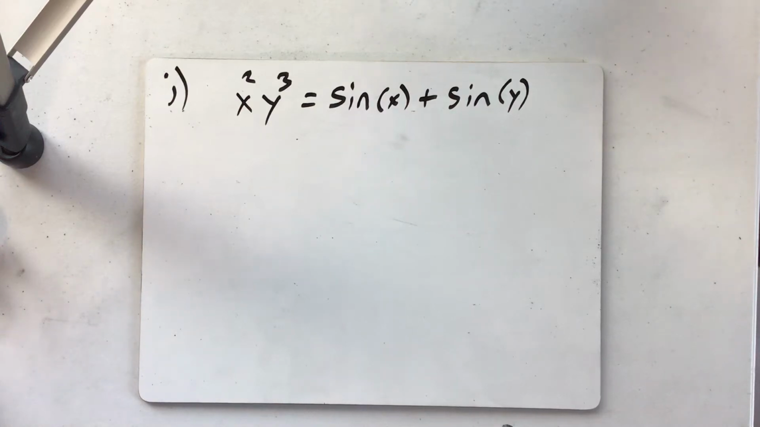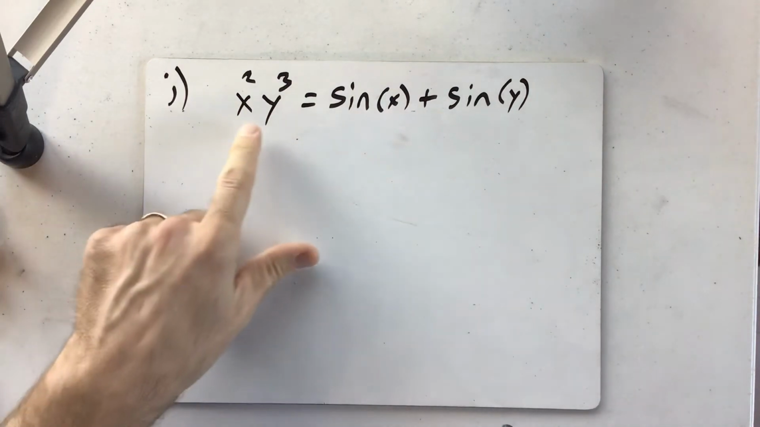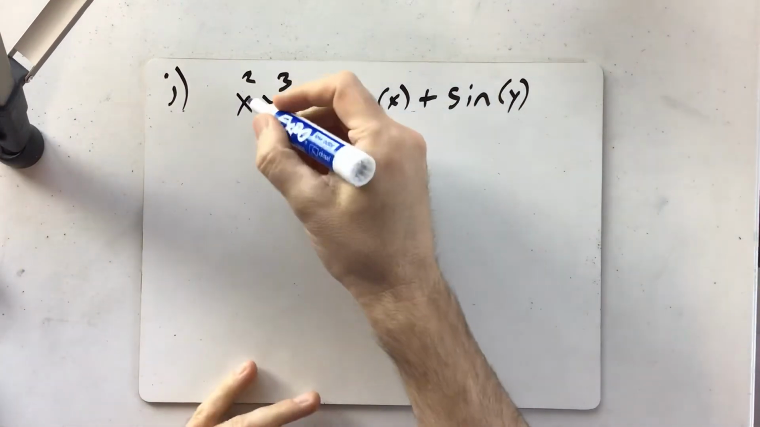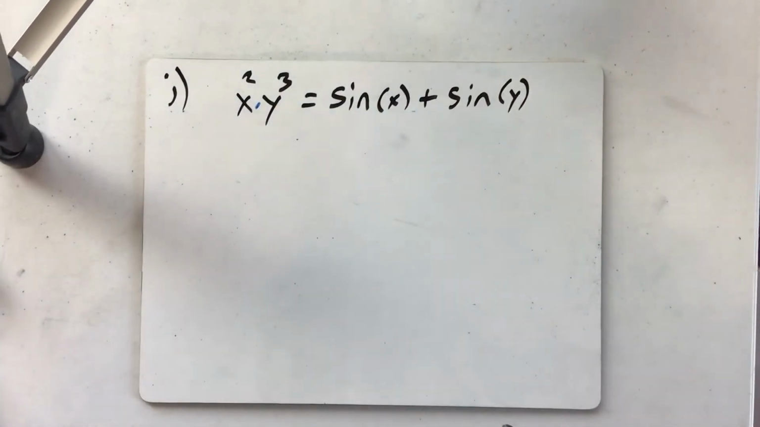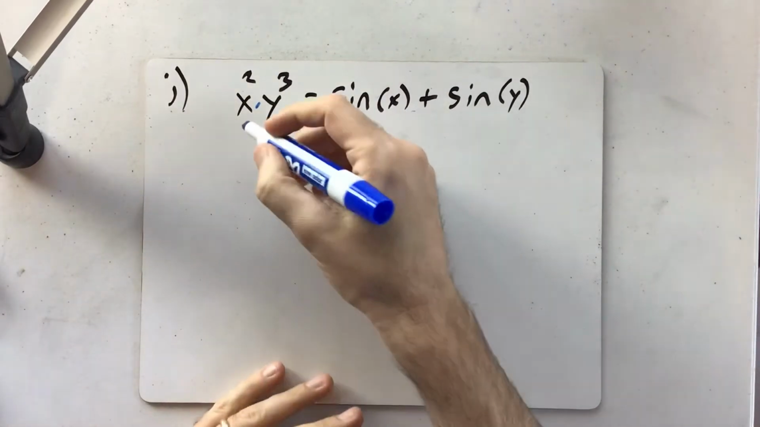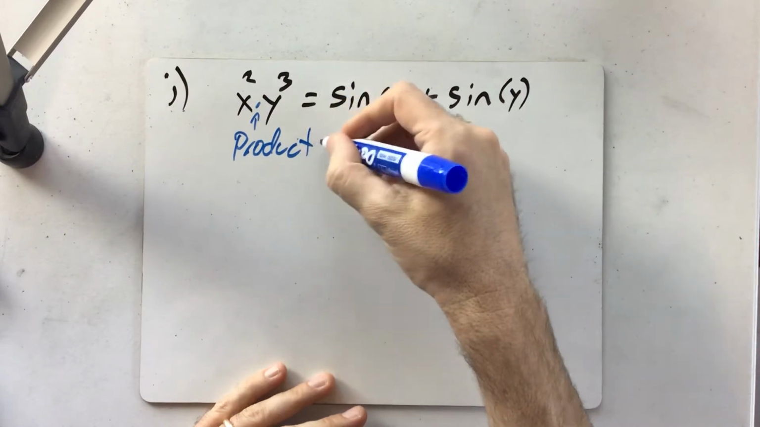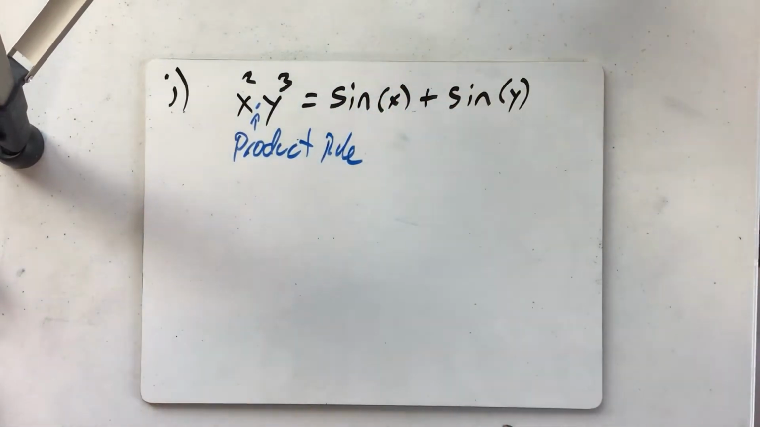Time for J. It's similar to I, except a few things. We've added some new functions. We have signs now. And over on the left, instead of having an addition sign, we have multiplication. Now, hopefully by this point, you're starting to recognize we have multiplication. What does that mean? That means we must use the product rule.